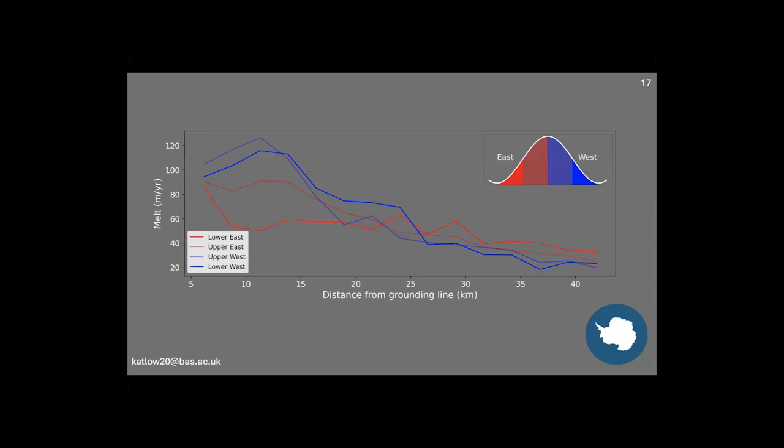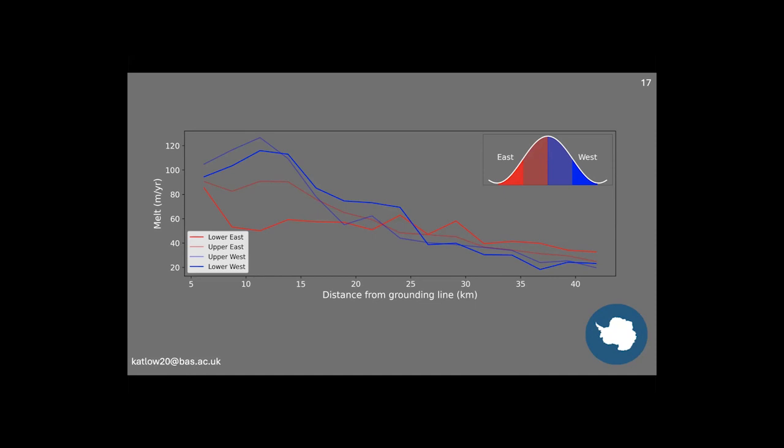And when we do that, we can see near the grounding line, we have this really strong melting on the western wall of the channel. That's where the Coriolis force is acting on our meltwater plume. And when you sum the east and the west separately here, the melt rates on the western wall are over 50% higher than those on the east.